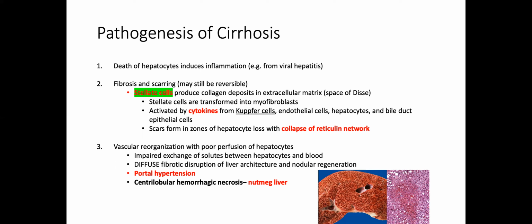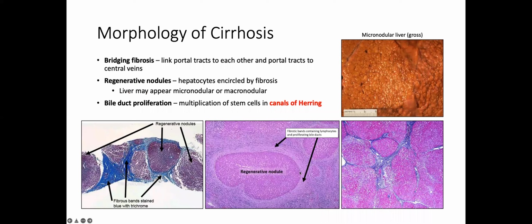And then there's going to be a vascular reorganization. And that's what really can lead to the portal hypertension. And then if we see the central lobular hemorrhagic necrosis, which remember we said could happen with Tylenol, it results in this nutmeg liver, and that's what our picture just showed. So morphology of cirrhosis is going to be bridging fibrosis, regenerative nodules, and bile duct proliferation. So we can see these fibrous bands. Here's our fibrosis that's bridging. We see these regenerative nodules, and then we see bile ducts proliferating.